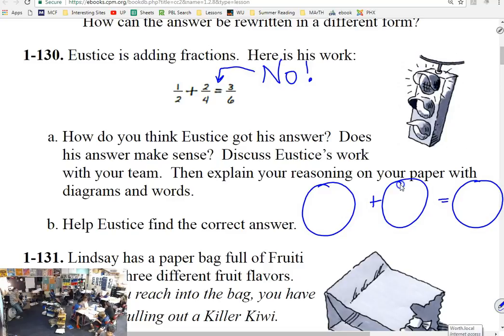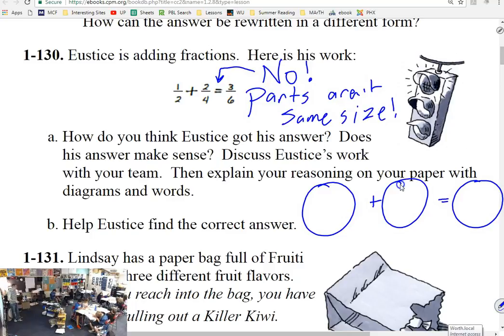What do you think? You can't just add the denominators, and make them understand. Yeah, you have to make sense. So what do we want to call it? Instead of just saying denominator, what are we really using it for here? Yeah, so our parts aren't the same size. Parts aren't the same size, so I can't add them.